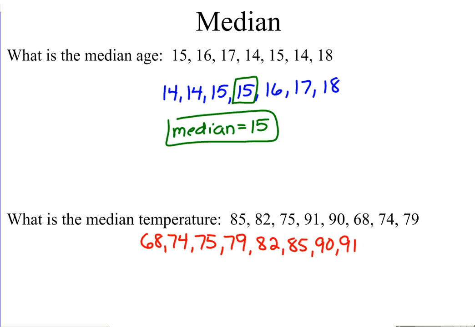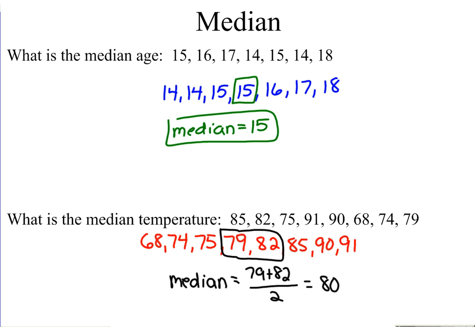We know there's going to be two numbers in the middle now because there was an even number of days here. Our two middle numbers are right there. So to find the median temperature, we need to find the average of those two middle numbers. So I'm going to take 79 plus 82, divide by 2, and the median temperature is 80.5.